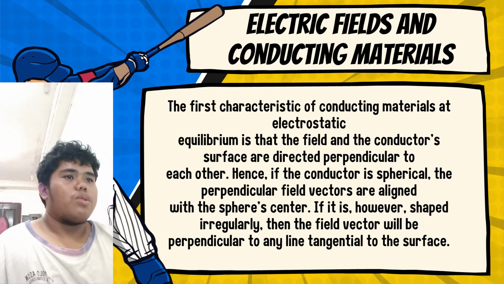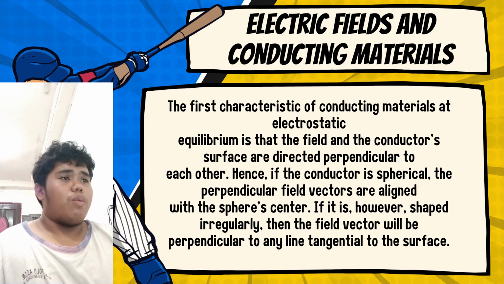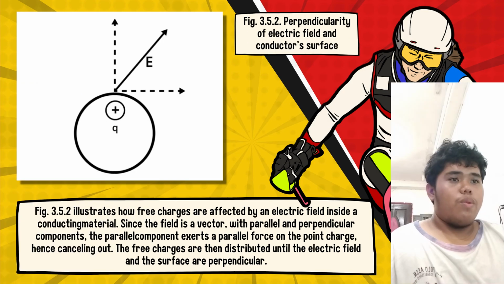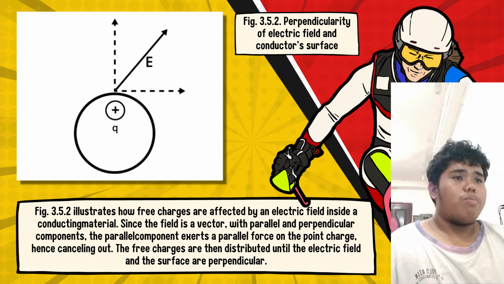The first characteristic of conducting materials at electrostatic equilibrium is that the field and the conductor's surface are directed perpendicular to each other. Hence, if the conductor is spherical, the perpendicular field vectors are aligned with the sphere's center. If it is, however, shaped irregularly, then the field vector will be perpendicular to any tangent to the surface. Figure 3.5.2, Perpendicularity of electric field and conductor's surface.